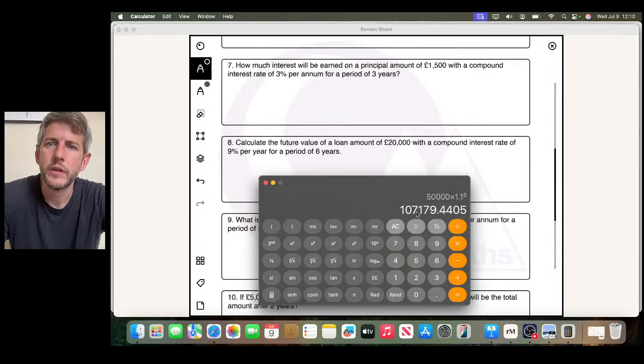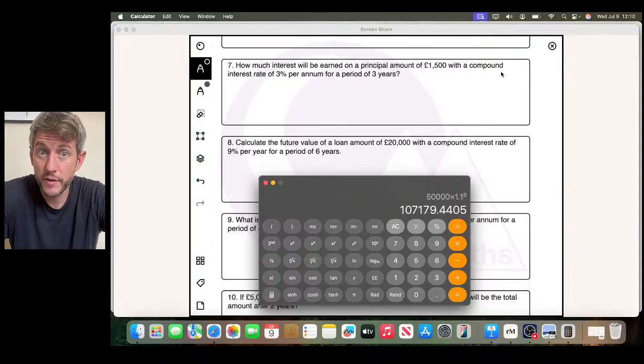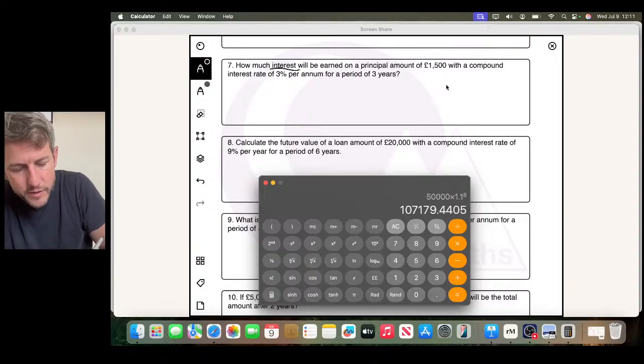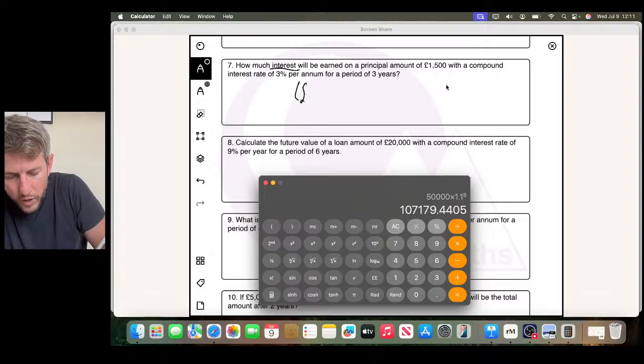Question 7. How much interest will be earned on a principal amount of £1,500 with a compound interest rate of 3% per annum for a period of 3 years? Okay, so how much interest? So we only want the interest this time. Okay, so we're going to work out the total amount. Well, I don't need a pound sign for this bit.